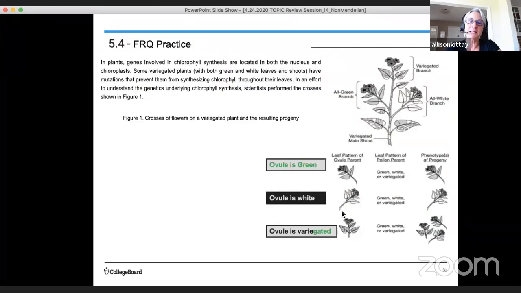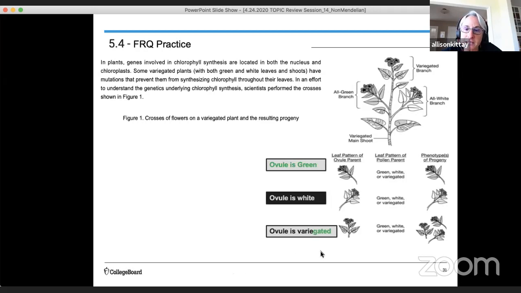All right, let's get some practice in plants because plants are important as well. In plants, genes involved in chlorophyll synthesis are located in both the nucleus and the chloroplast. Some variegated plants with both green and white leaves and shoots have mutations that prevent them from synthesizing chlorophyll throughout their leaves. In an effort to understand the genetics underlying chlorophyll synthesis, scientists performed the crosses shown in Figure 1.